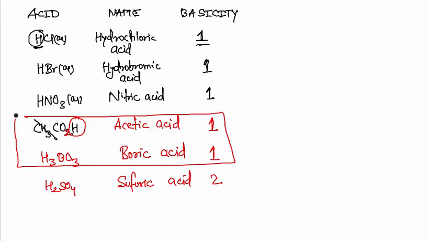Now, H2SO3 you can say also. H2SO3 is sulfurous acid, and again the basicity is 2. You can take more examples. Okay, acid name and their basicity.